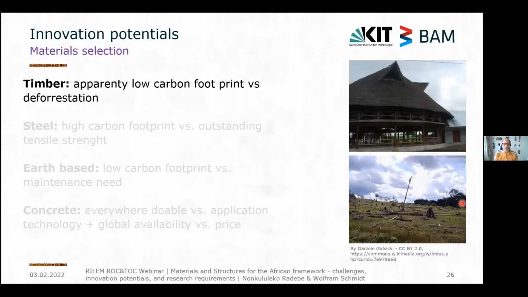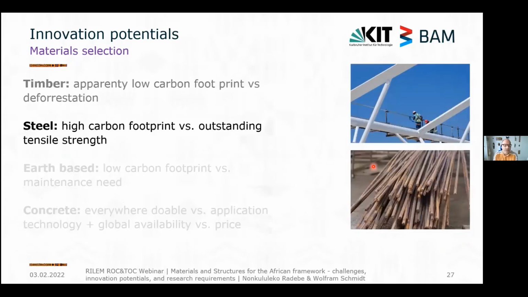All materials have their pros and cons. For example, timber has apparently a relatively low carbon footprint, even if this can be discussed. But on the other hand, if we look particularly at the African continent, where many countries suffer a lot from deforestation already, this really has to be critically discussed: whether timber is the right material for urbanization in Africa. Then steel certainly has a dramatically high carbon footprint, but it has some outstanding tensile strength properties which cannot be compensated by other materials. So it has to be used.